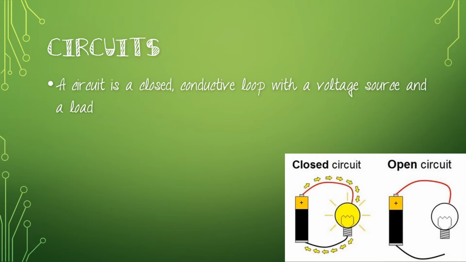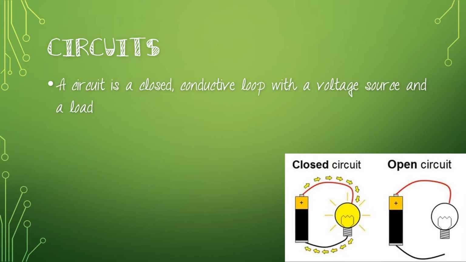A voltage source can be something like a battery. It could also be something like when we plug something into a wall, where we could think of that wall outlet as the voltage source. And then a load is something that takes the electrical energy that's given to the electrons and converts it to some other form. I have a diagram here that shows a closed circuit on the left-hand side. In this case, my voltage source is a battery and my load is a light bulb, which takes that electrical energy and converts it into thermal energy, which we know creates light.